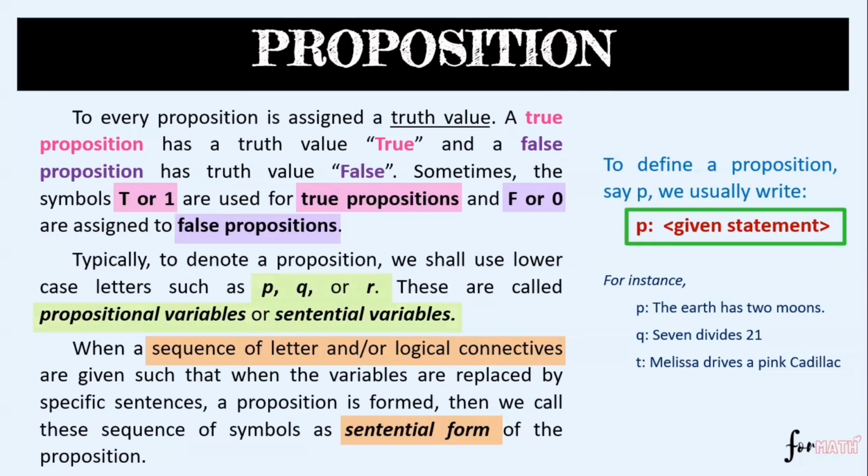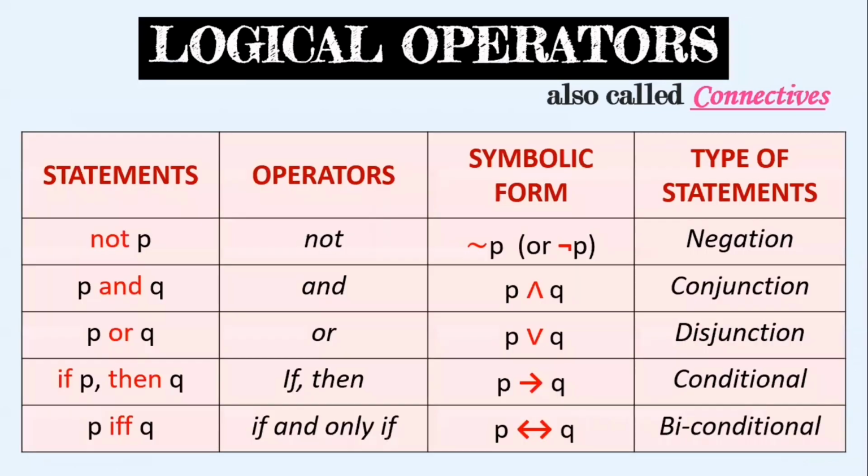Okay, now let's talk about the logical operators or also called logical connectives. So, meron tayong mga types of statement which is negation, conjunction, disjunction, conditional, and biconditional. So, operator natin for the negation is not. So, ito yung symbol na ginagamit natin. And para naman sa conjunction, we have operator and. So, ito naman yung ginagamit nating symbol. Disjunction is or. Ito naman yung ginagamit nating symbol. And conditional is if then. Ito yung symbol natin. And biconditional, we have if and only if. Ito naman yung ginagamit nating symbol.